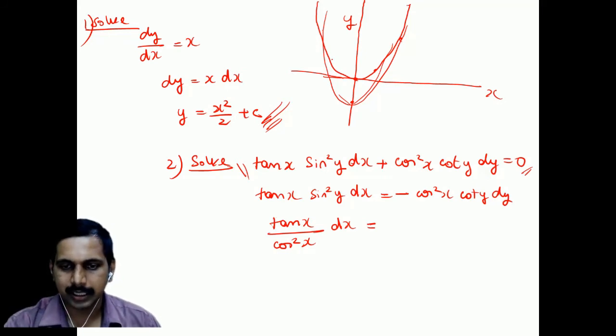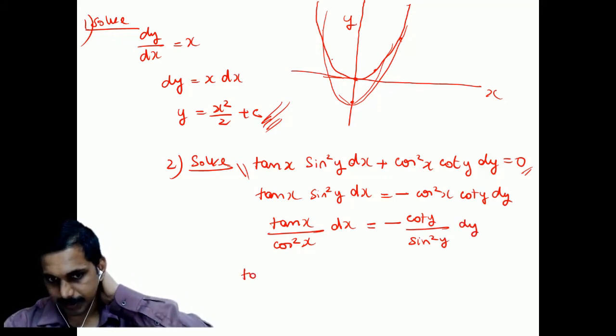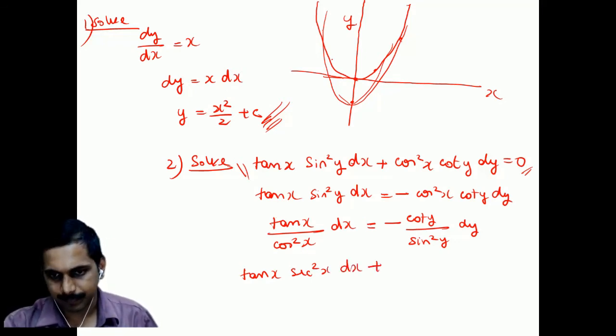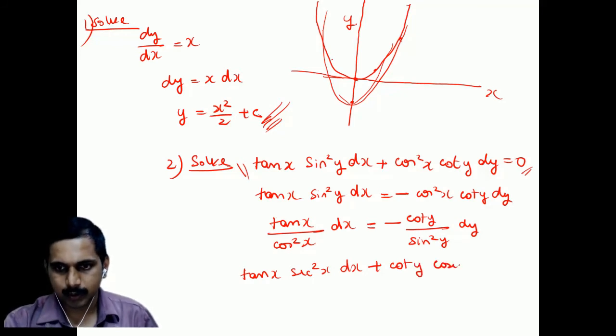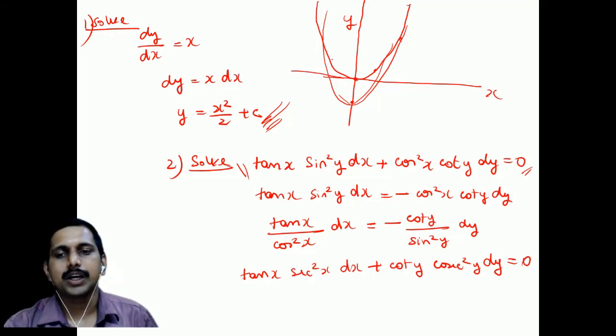I will bring this side, let it be here. I will say here minus cot y divided by sine square y dy, correct? Or I can write tan x into sec square x dx plus cot y into cosec square y dy is equal to 0. How will you solve this, students?